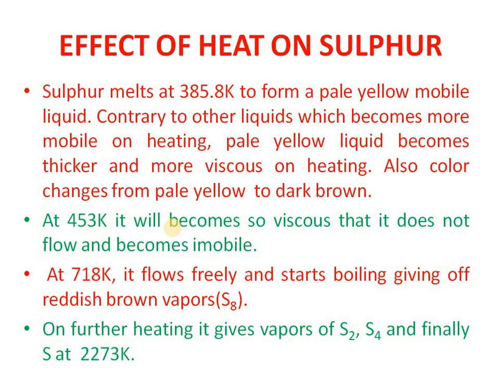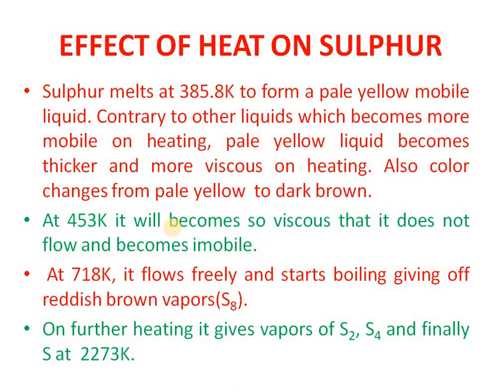Now if you further increase the temperature to 453 Kelvin, it will become so viscous that it does not flow and becomes immobile. Let us say you are taking that in a test tube and heating at 453 Kelvin and invert the test tube, it will not come out. So that is the point. This is the property which differentiates sulfur from other substances which flow on heating. At 718 Kelvin, it flows freely and starts boiling, giving off reddish brown vapors.